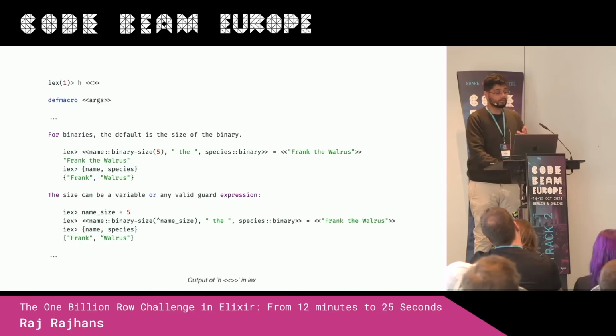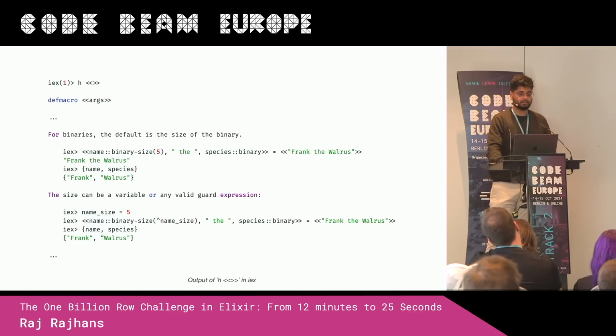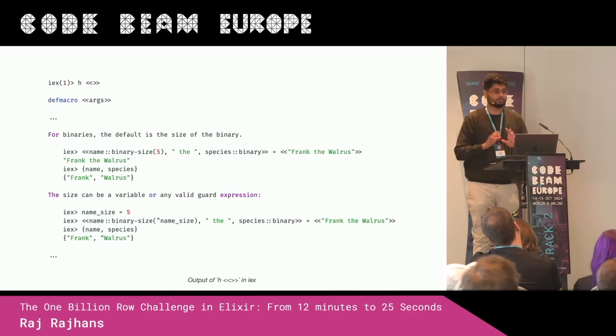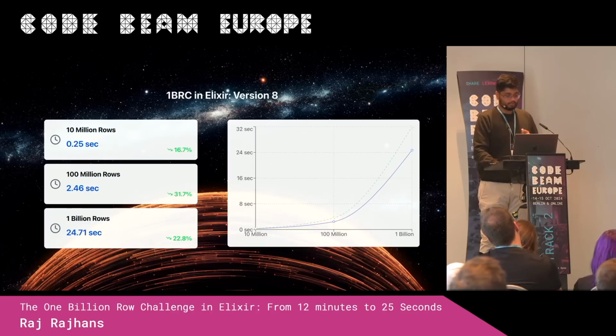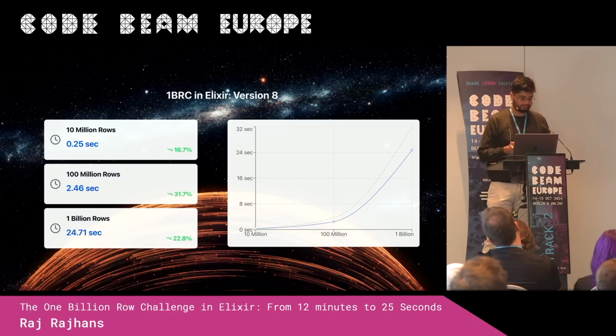Oh yeah, by the way, the documentation for the binary macro was super helpful in understanding all of these binary size and all of the weird pattern matching tricks that are very performant. Okay, so with this change, removing binary.split completely, we went to 24.7 seconds for a billion rows, 2.46 seconds for 100 million rows, and 0.25 seconds for 10 million rows.